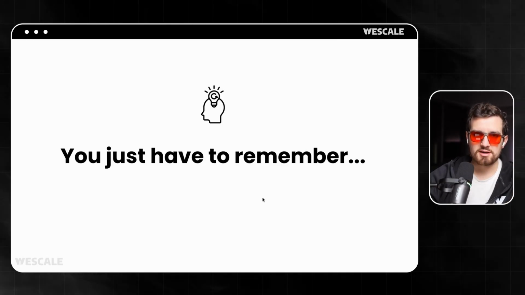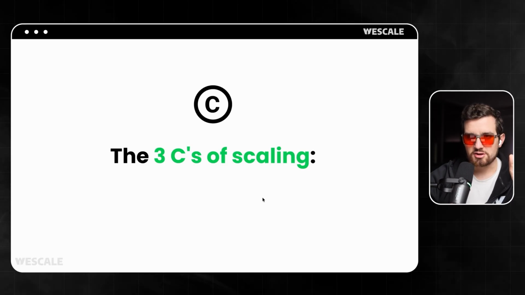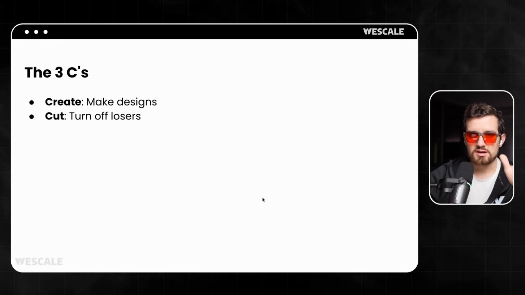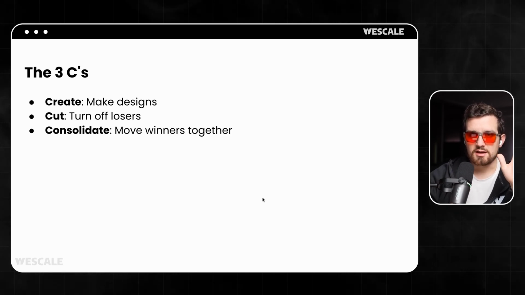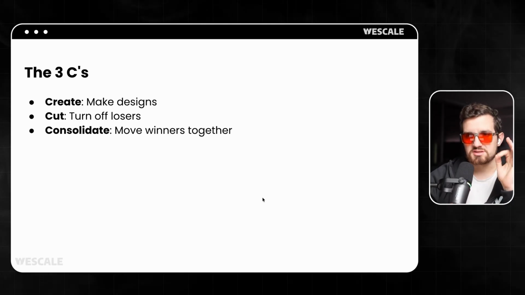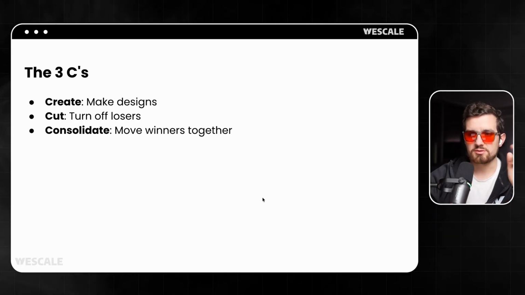And just keep in mind, out of everything we just talked about, there's just 3 C's of scaling. So whenever you're like, I think things are going well, what should I do? The 3 C's are: 1, create, we make designs. 2, we cut, meaning we turn off the losers. And 3, we consolidate. We move the winners together. And we're simplifying the third C by everything happening in one ad set, which has been a change recently with Andromeda.